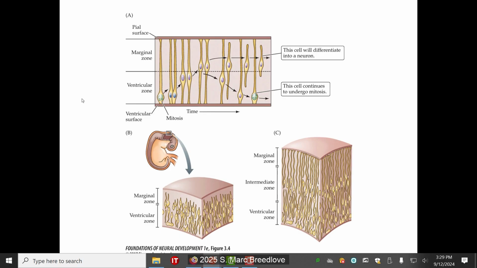And as development proceeds, what eventually happens is there's a marginal zone, and then there's an intermediate zone where cells are hanging out, and then that ventricular zone where cells are dividing and populating the marginal zone. Pardon me, the intermediate zone.